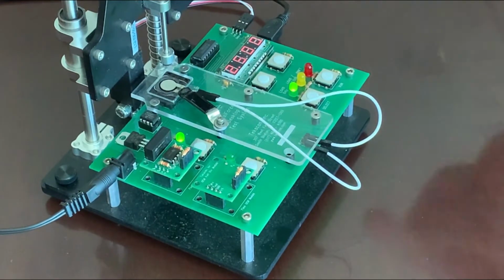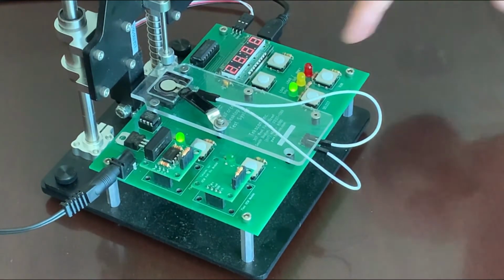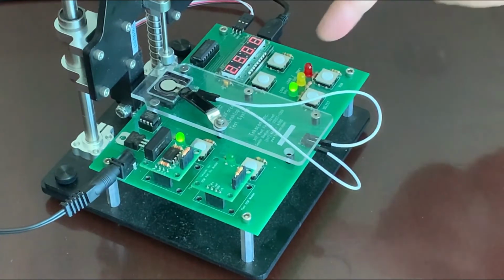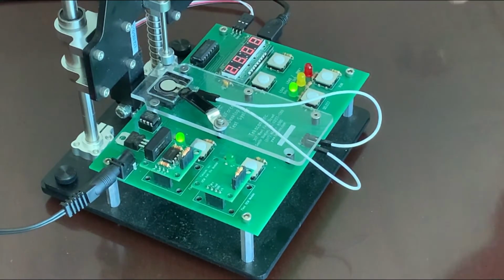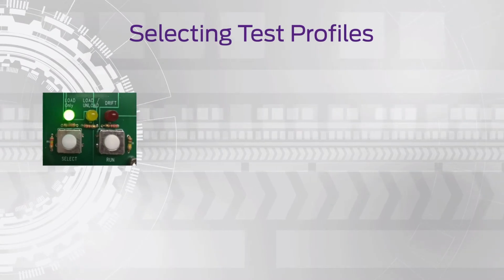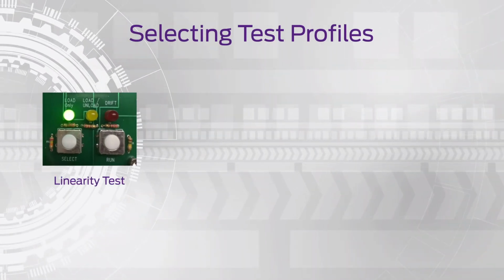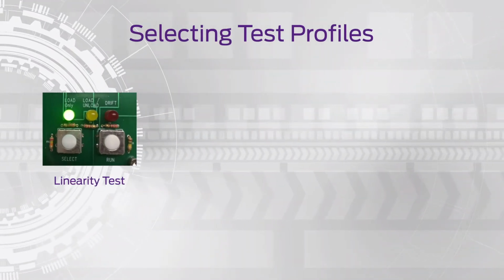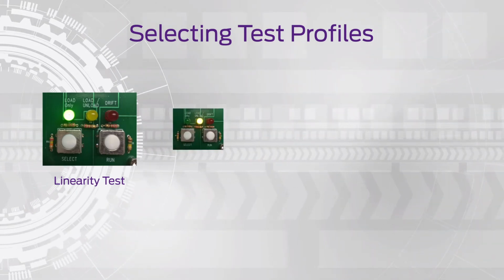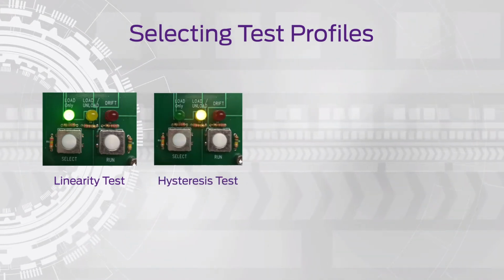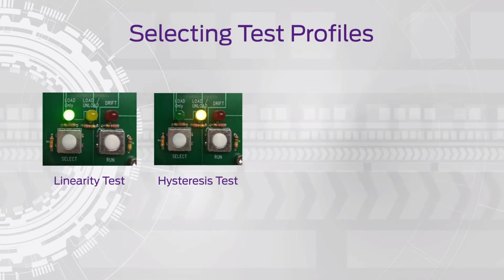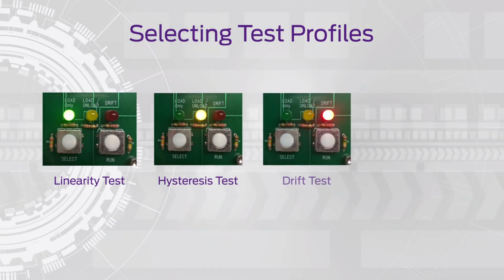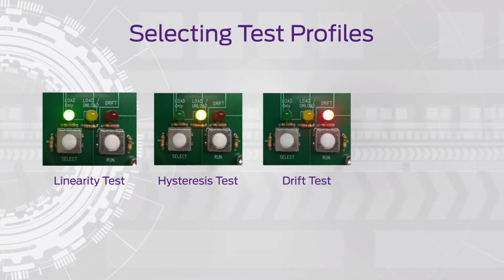You'll see here that the fixture's PCB has these three LEDs in the bottom right: a green LED, an orange LED, and a red LED. Over the green LED, you have the text load only. Load only corresponds with the linearity test. Over the orange LED, you have load slash unload, which corresponds with the hysteresis test. Over the red LED, you have drift, which corresponds with the static drift test.